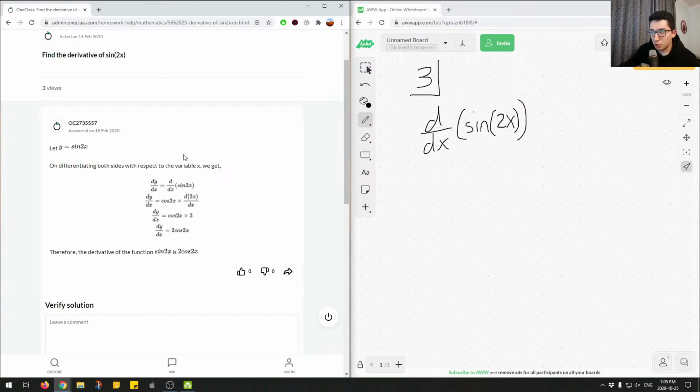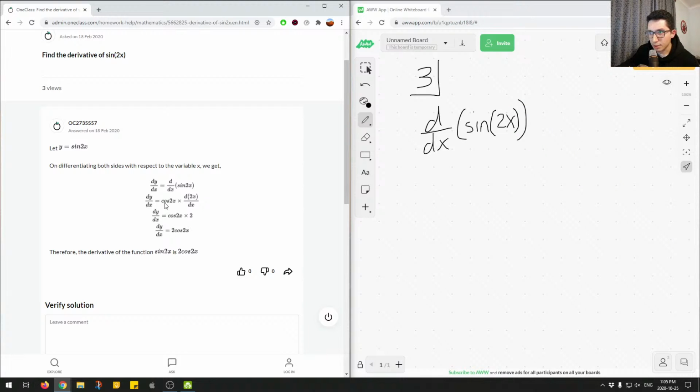Let's look at what the junior tutor wrote over here. They have dy/dx equal to d of sine 2x over dx, so y is defined as sine 2x. We know that the derivative of sine x is cos x, but we have the 2x, which complicates things. So what you do here is take the derivative of the outside and multiply it by the derivative of the inside. When I say outside, I mean this, and when I say inside, I mean what's inside the brackets.